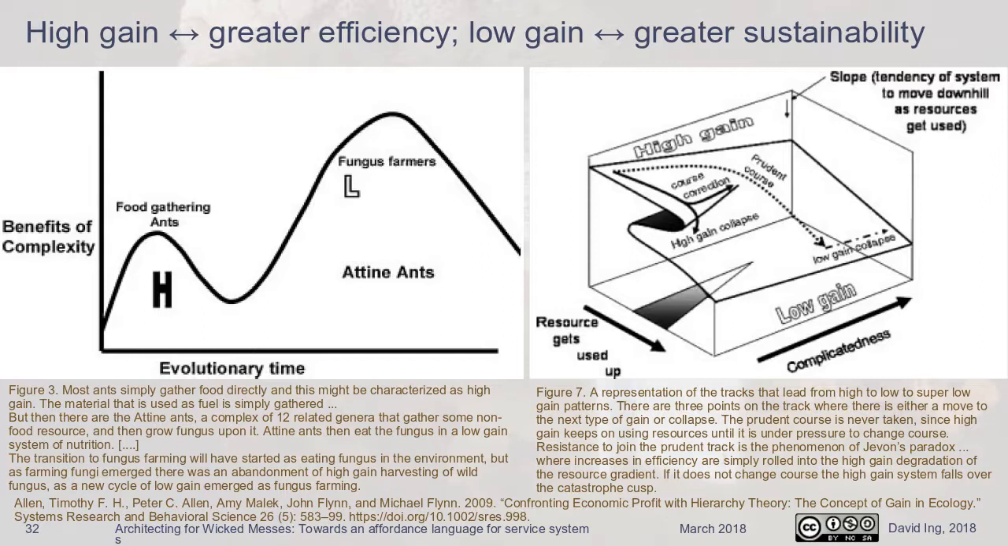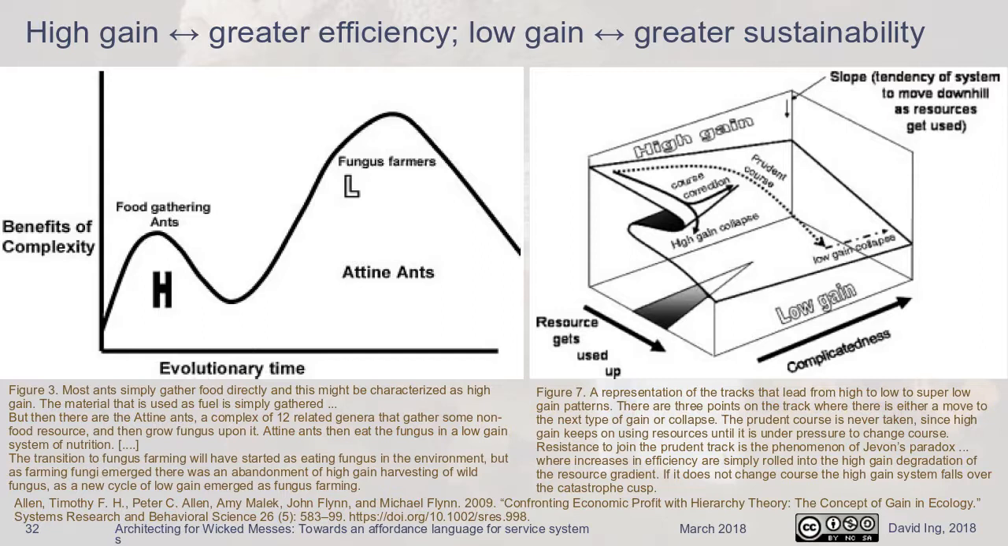The way that Tim Allen described this, because he's a botanist, is he talks in terms of ants. There are two types of ants. There are food-gathering ants, and there are fungus farmers. A food-gathering ant goes and collects whatever nature provides. So everything's there. A fungus farmer is actually an ant that works in dung. And dung is a really low-grade material.